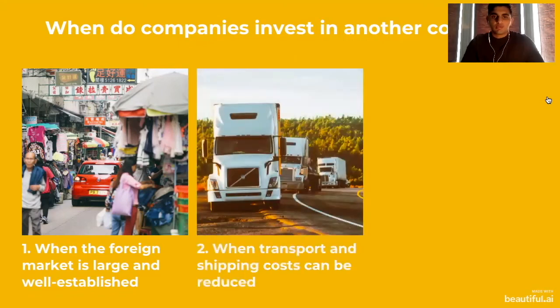And number two is when transport and shipping costs can be reduced. Remember, Alex is shipping his green tea from the USA to Thailand. It's quite expensive. Why not just move all the operations to Thailand? Then you'd have only these kind of trucks, in-road shipping, instead of the big cargo ship. Make things quicker and cheaper.